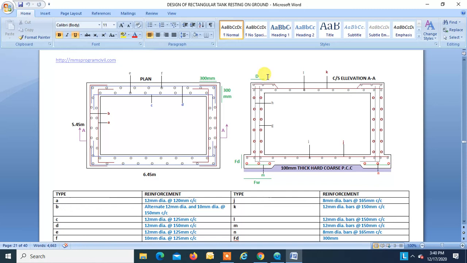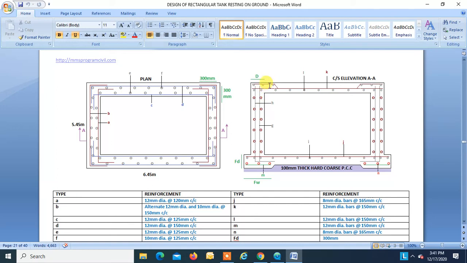Now we have to do the check for shear over here. So the tensile steel provided is to be found, and the spacing of the steel over here becomes 300, right? Over here it is 150 center to center. Over here it becomes 300 center to center.